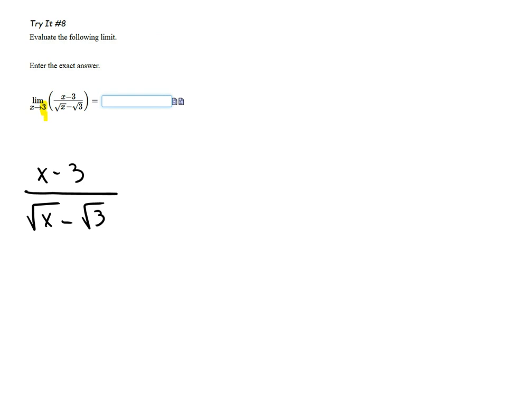And even if you put that 3 here, the square root of 3 minus itself, the square root of 3 minus the square root of 3, that's 0. So you can't plug it in from the beginning. You can't use your conjugate on the denominator because you'd still have 3 minus 3.